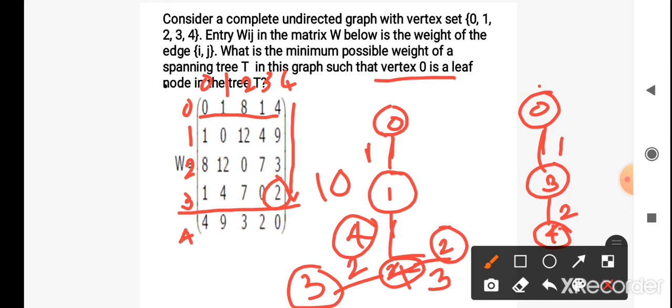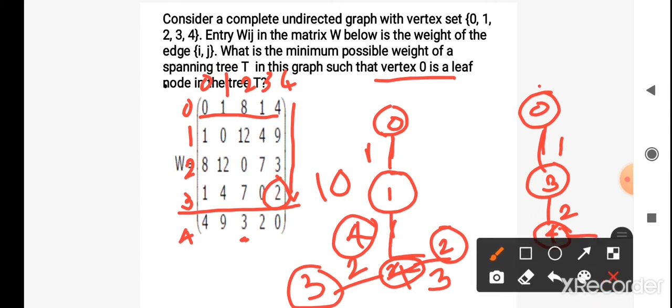Then 4 to 3 is 2. Then 4 to 2 is 3. Then 0, 3, 4, 2.